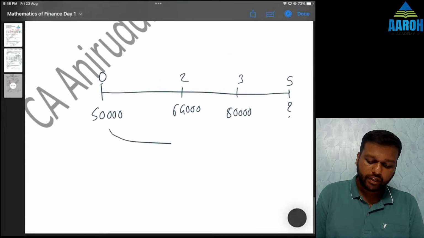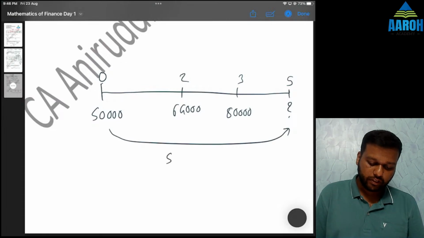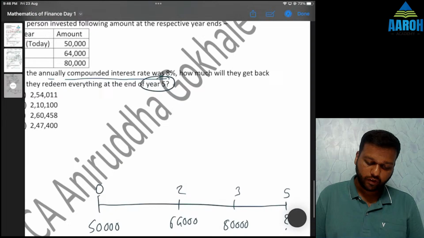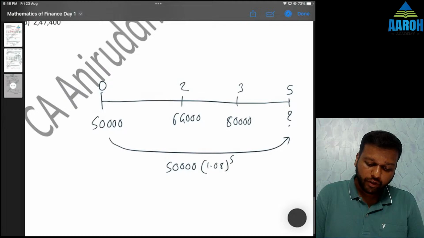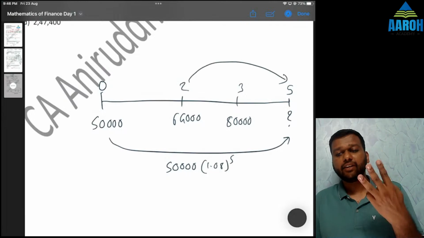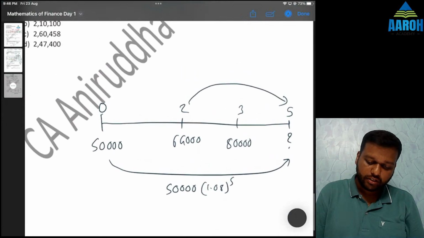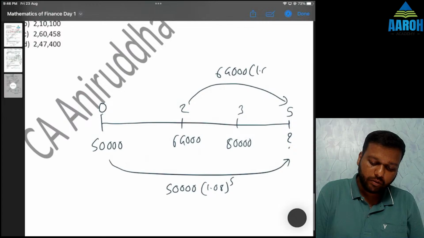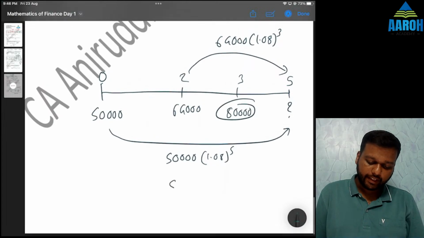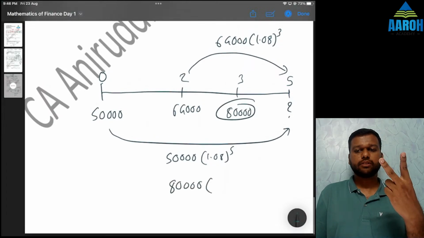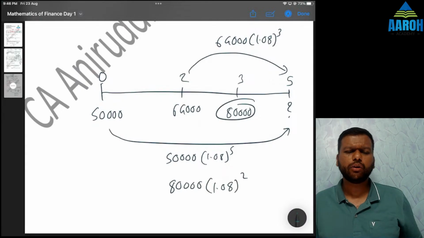How do we do it? We'll compound this by how many years? 5 years, because we are going to take it from 0 to 5. So we'll just do 50,000 into, what is the rate, 1.08 raised to 5. Then for the second year, what will we do? We'll compound this by 3 years, because from second year we have to go to 5th year. So 3, 4, 5, right? So we'll do 64,000 into 1.08 raised to 3. And what will we do for this 80,000? We'll compound it by 2 years, because we'll take it to year 5. If we just add all of this, we'll get our answer.